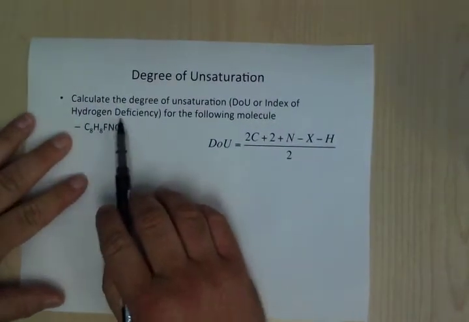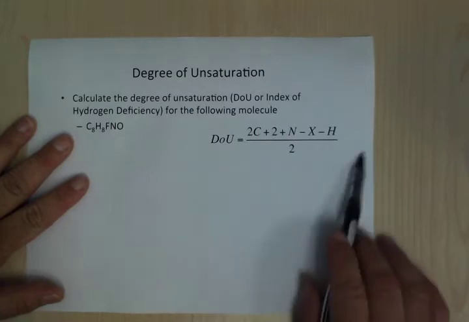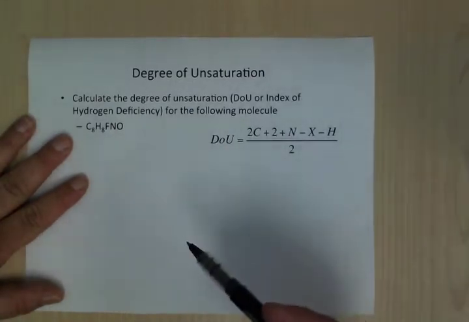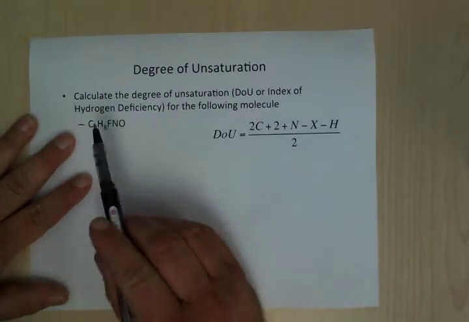Next up is calculate the degree of unsaturation. It's also called the index of hydrogen deficiency. So I am going to give you the formula. This is how I'm going to give it to you on the equation sheet with the periodic table.